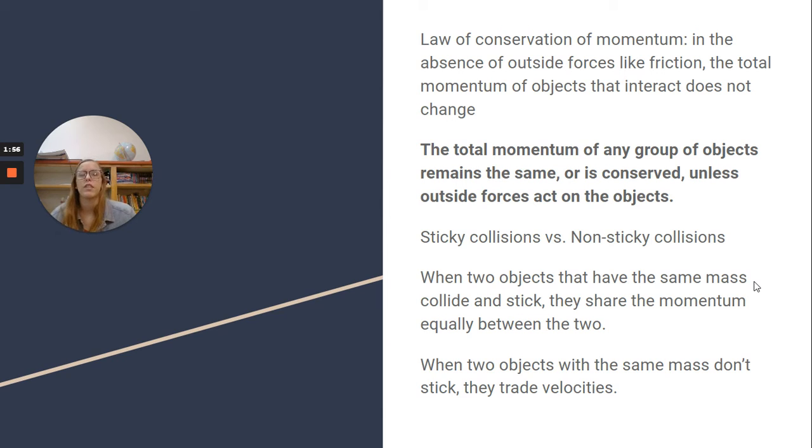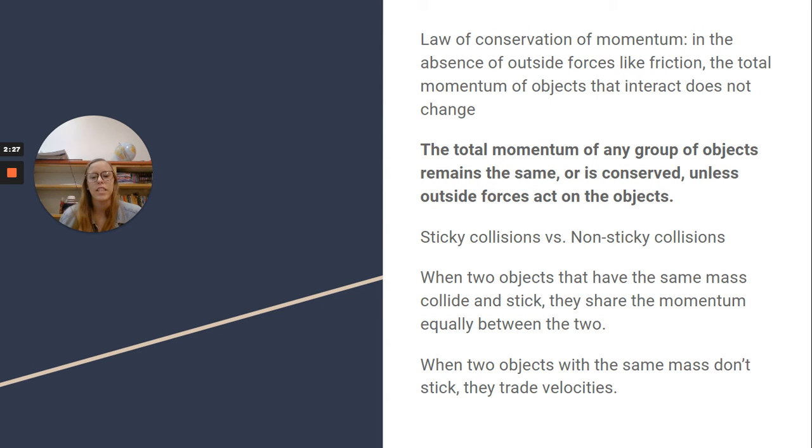The law of conservation of momentum. In the absence of outside forces, like friction, the total momentum of objects that interact does not change. So just again there, the total momentum of any group of objects remains the same or is conserved unless outside forces act on the object. So we have two different types of collisions. We have sticky and non-sticky.